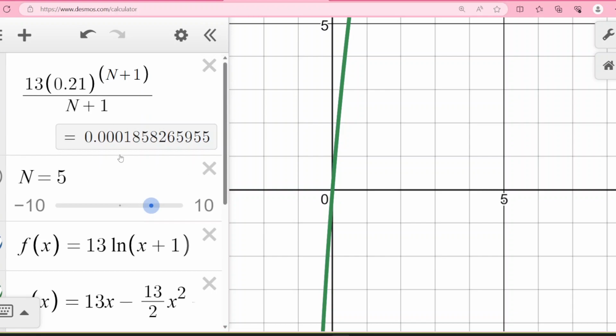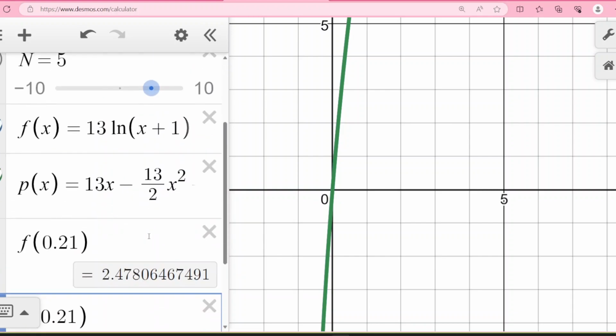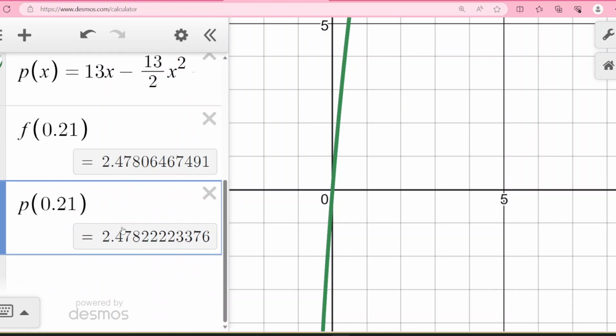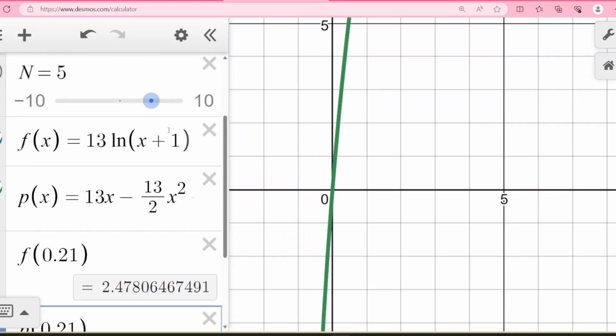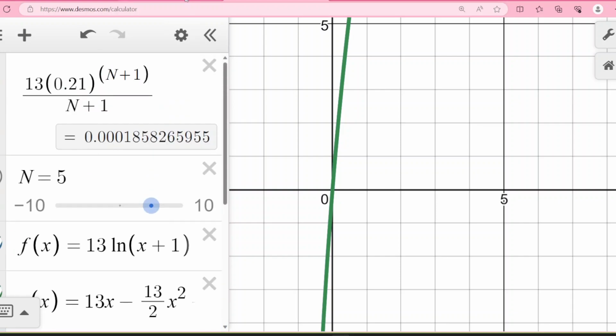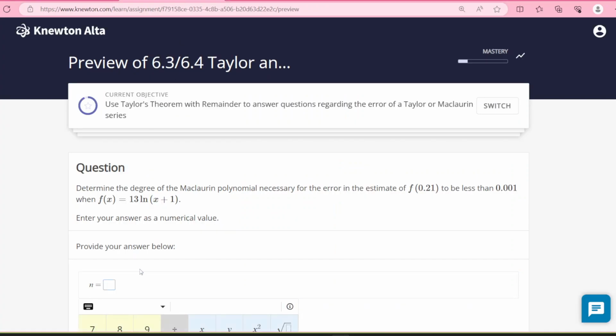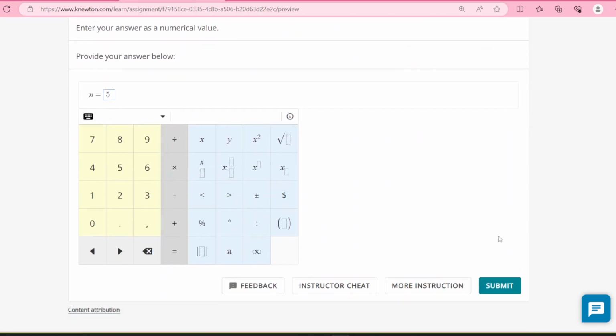Like I said, the error should be no more than this, and 0, 0, 0 in the first 3. The first 3 decimal places should be correct, and we're seeing that here, 2.478. So after all that, the answer is 5. We need to go out to the 5th Taylor polynomial to get an error less than 0.001 in our estimate.